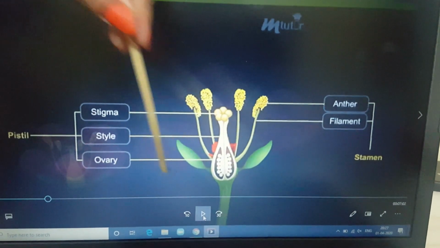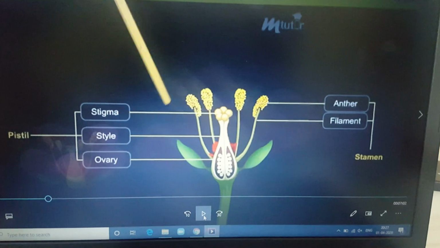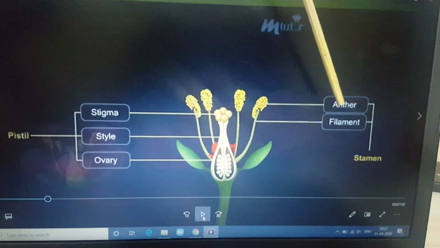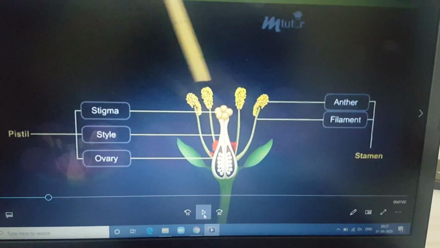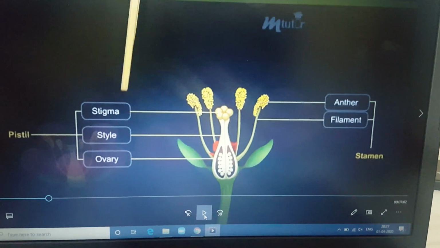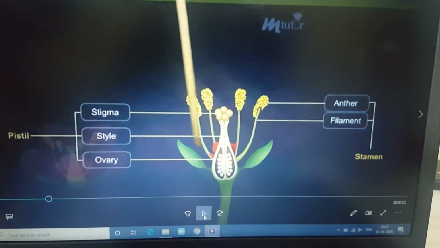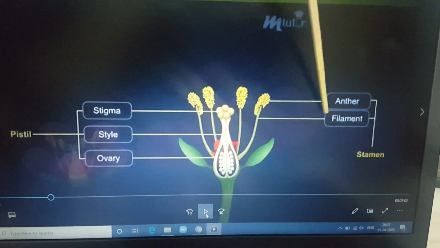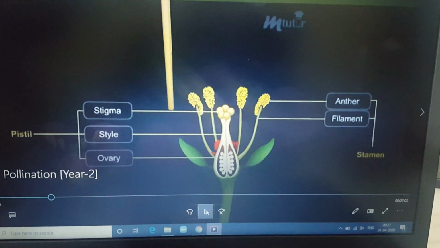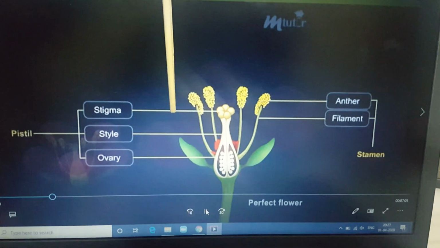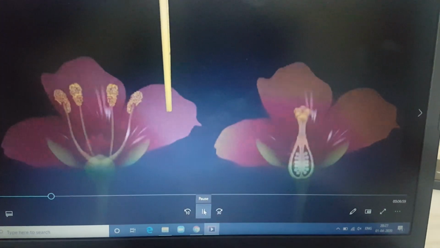This flower, if you see it as a whole, has both the sexual organs, the male as well as the female. When it has both the sexual organs, we call it bisexual. Bisexual means a flower which has both male and female parts. So we call it a complete flower or a perfect flower.